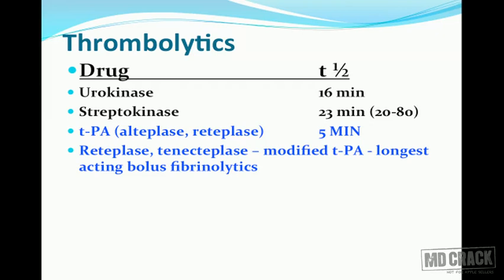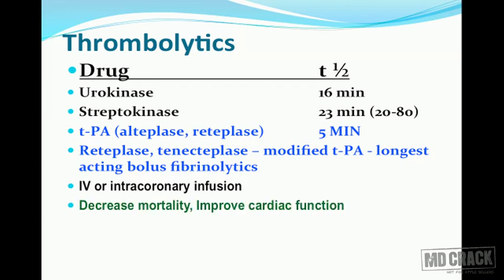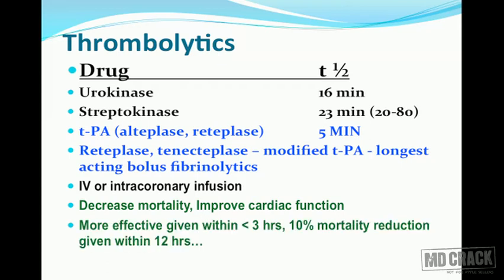Reteplase and tenecteplase are modified tissue plasminogen activators, and they have the longest action, and that's why they are called longest acting bolus fibrinolytics. They are used intravenously or by intracoronary infusion, and they are going to decrease the mortality and improve the cardiac function.